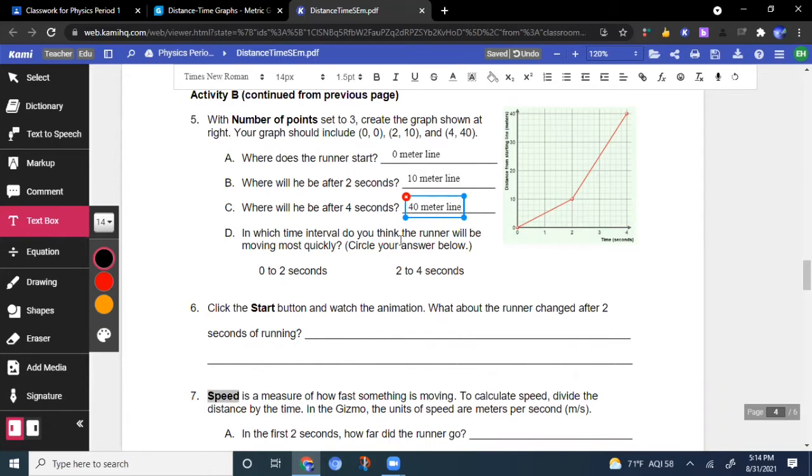In which time interval do you think the runner will be running most quickly? Pause the video and try and figure this one out yourself. I'll give you a hint. It corresponds to the slope of these line segments.